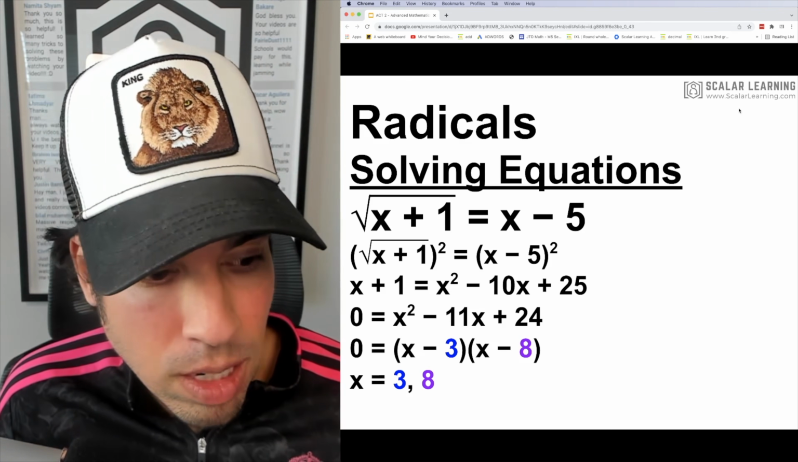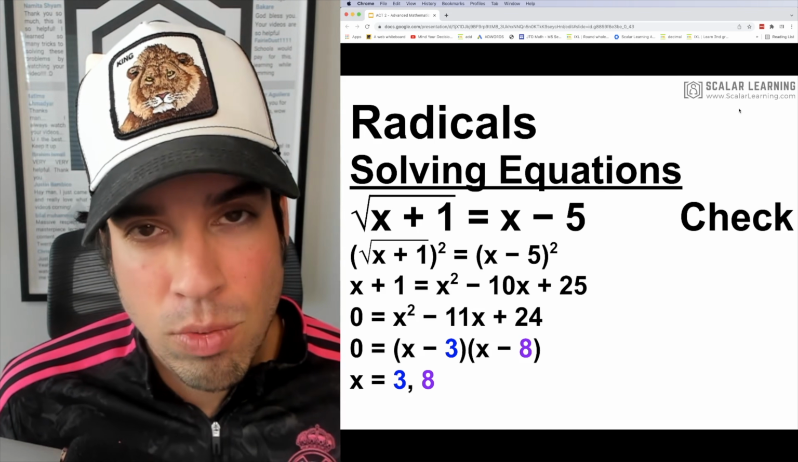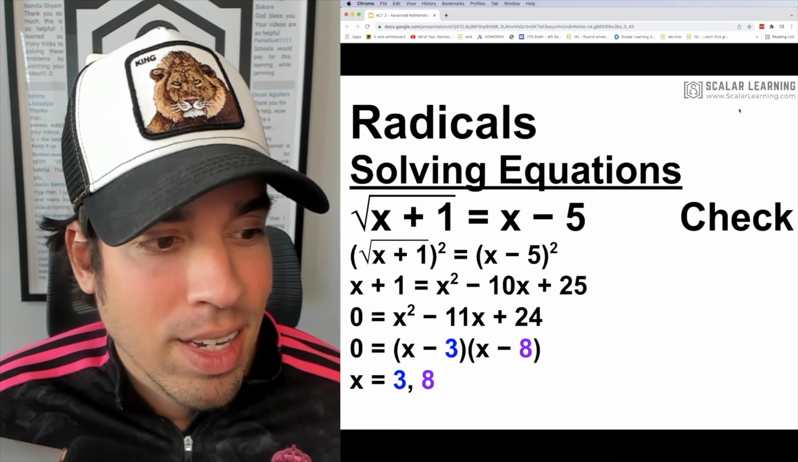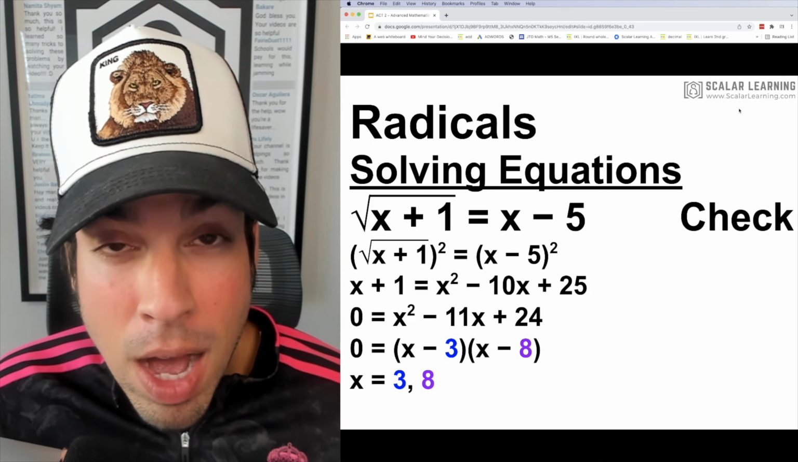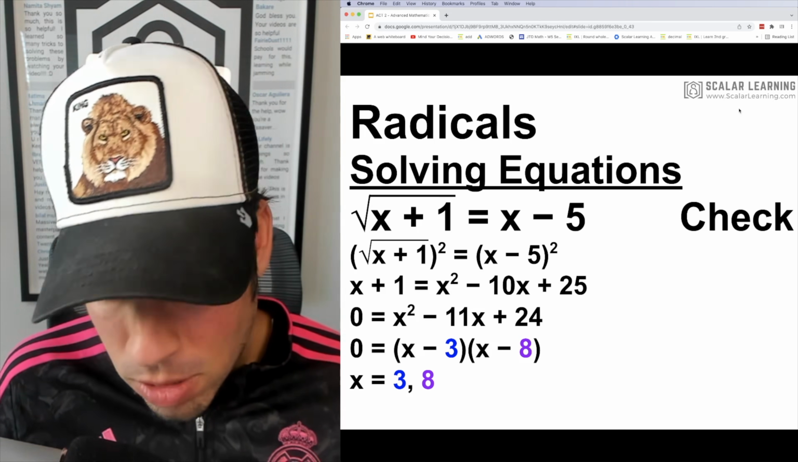When it comes to these types of functions, we need to check. And what do I mean? I mean, we need to plug them back into the original equation and make sure everything works. The thing you want to be mindful of is we're only taking positive square roots in these types of situations, in these types of equations. Let me show you what I mean.